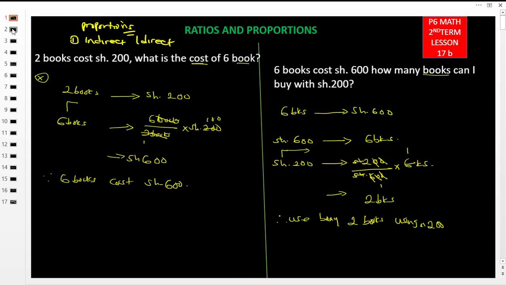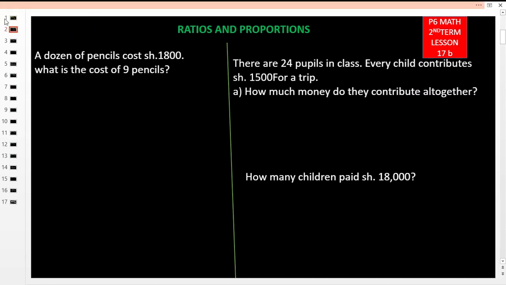So you just buy 2 books using 200 shillings. Okay, so let us get another example here. So here they are telling us that a dozen of pencils cost 8,800 shillings. What is the cost of 9 pencils? Now, as a good learner, you get to know what they are asking. They're asking for the cost. So what are we going to start with? We are going to start with the pencils. Now, the reading statement, we are going to start with the pencils, then we go to the money.